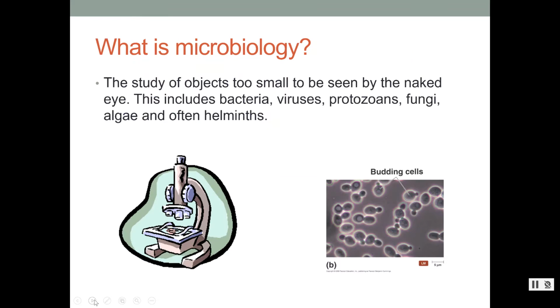And biology. Biology is the study of life, and micro is the study of small life. So these are going to include things that are too small to be seen by the naked eye. It's going to include bacteria, viruses, protozoans, fungi, algae, and helminths. And helminths, if you don't know, are worms.